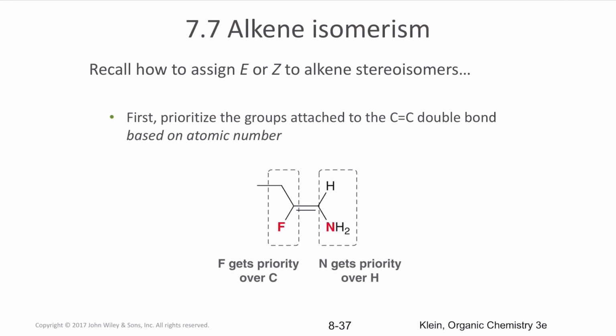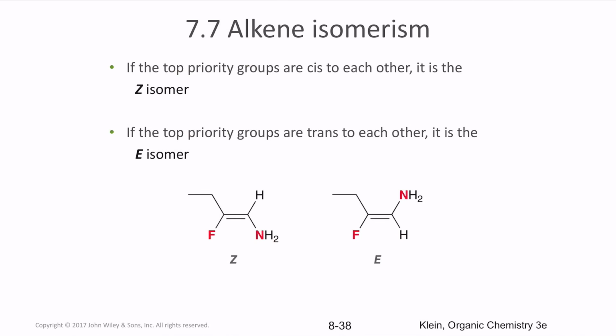Now, if you have isomerism there, then use the E/Z representation depending on the priority of the two groups. If the priority groups are on the same side, then name it Z. If they are on opposite sides, name it E. So that's the nomenclature that we generally use. So if the top priority groups are cis to each other, Z. If they are opposite to each other, E.